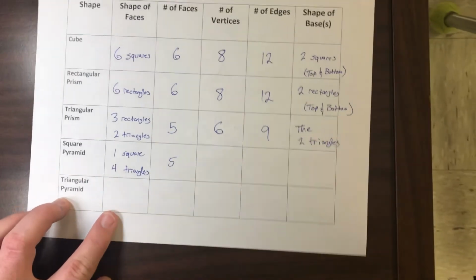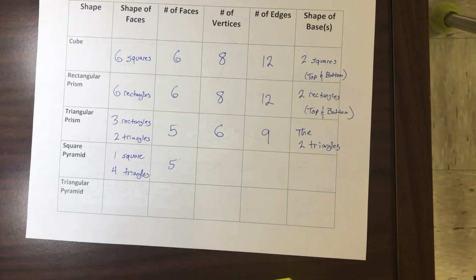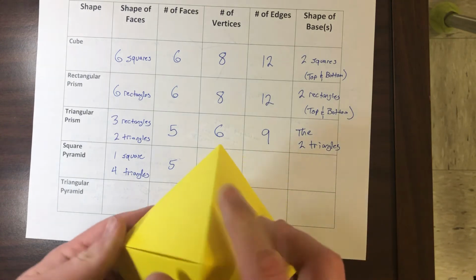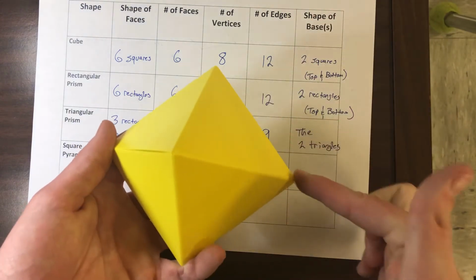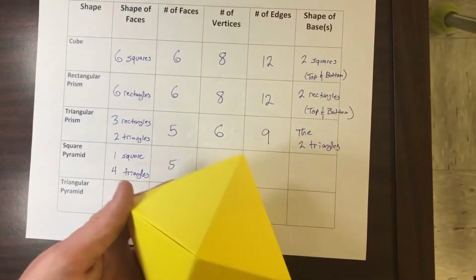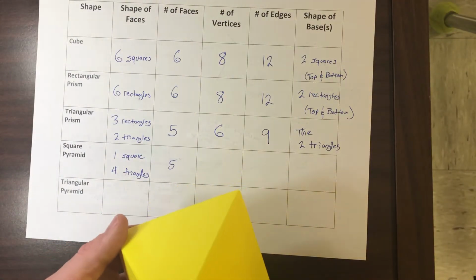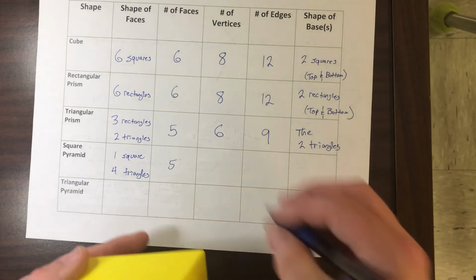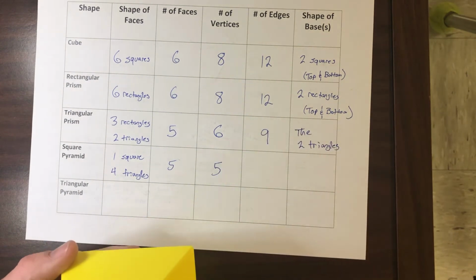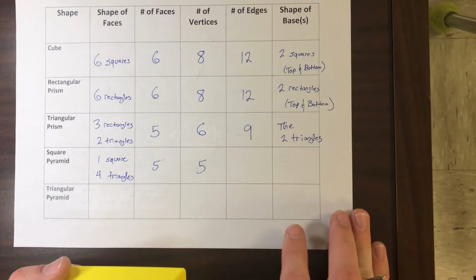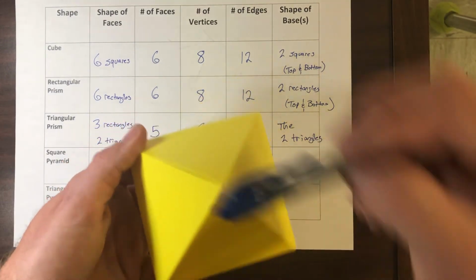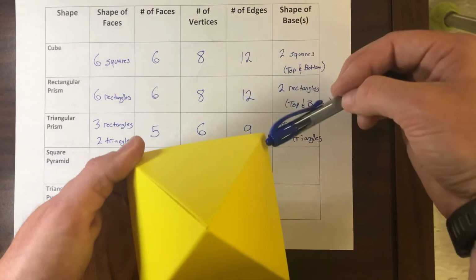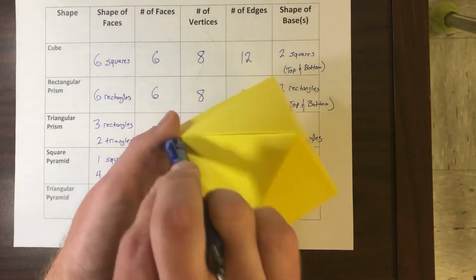All right, how many vertices? Points. All right, let's not make the same mistake as before. So 1, 2, 3, 4, 5. 5 points, 5 vertices. Next, how many edges? 1, 2, 3, 4, 5, 6, 7, 8.